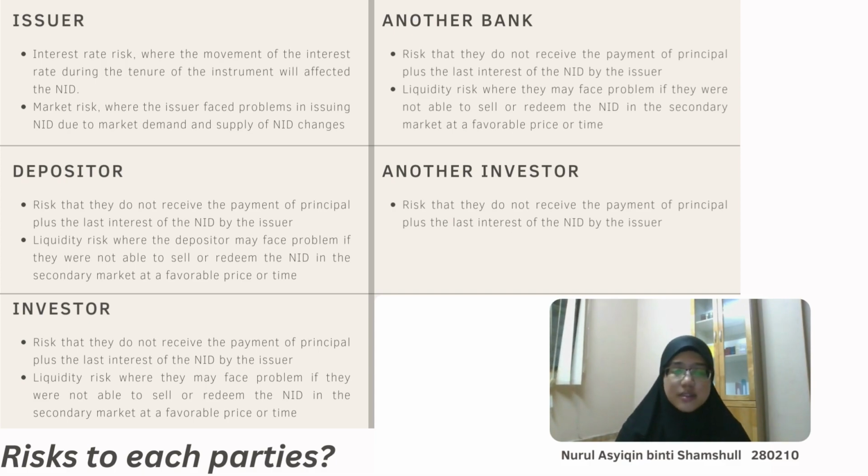Lastly, for another investor, the risk that the investor might face is the risk that they do not receive the principal plus the last interest of the NID by the issuer, which has been agreed with the issuer upon maturity.